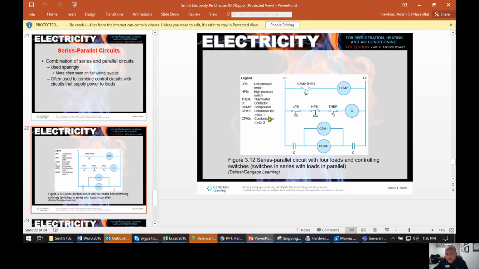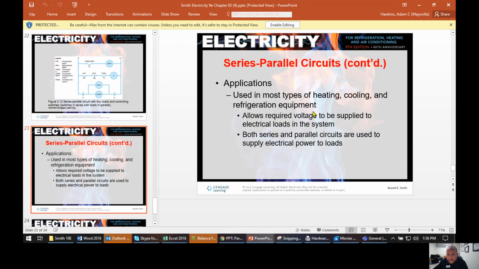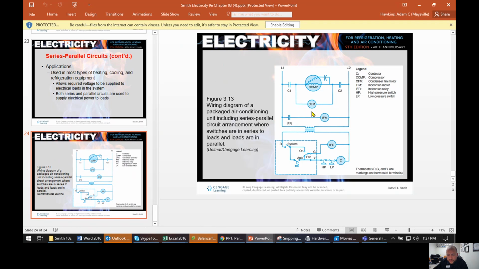Other than the fact that, like I said, we can control things in series with switches while the loads are in parallel. So that's kind of how we're going to do it. Now, there is a thing called series and parallel combination circuits, where you have loads in both ways, but we're not going to do that.